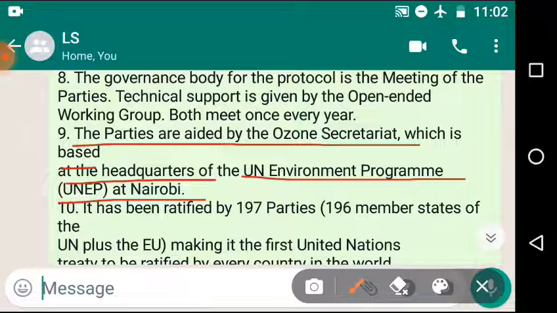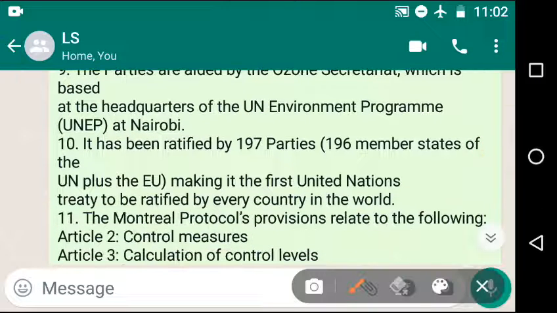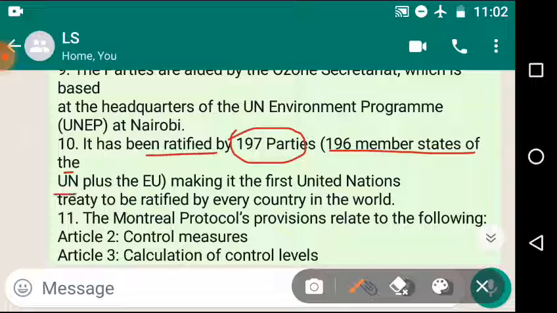It has been ratified, which means to make the agreement officially acceptable by the countries. About 197 parties have signed this protocol. They have accepted this protocol, they made that agreement. 196 member states of the UN plus the EU, making it the first United Nations treaty to be ratified by every country in the world. So the Montreal Protocol is the only treaty which is actually signed by almost every party in the world.